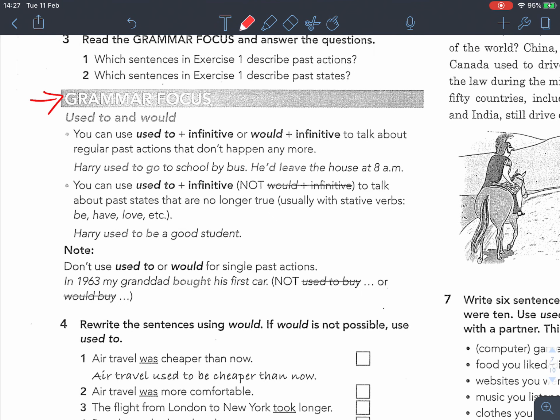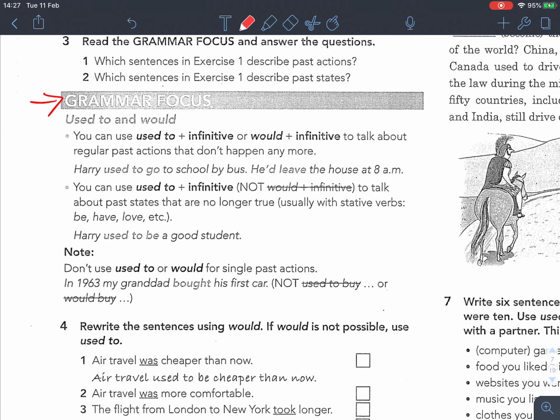So there are two expressions, right? Used to and would. So we can use used to and an infinitive, which is a verb in its original form, or would and an infinitive to talk about regular past actions that don't happen anymore. So the main point here is that the action doesn't happen now. Okay, it doesn't happen anymore now.